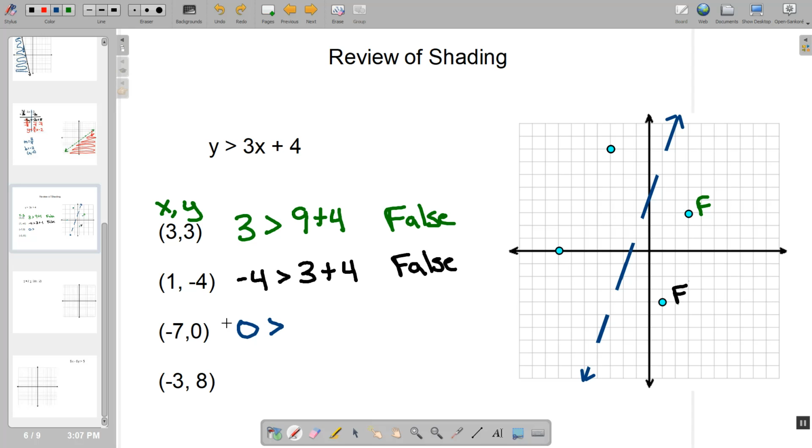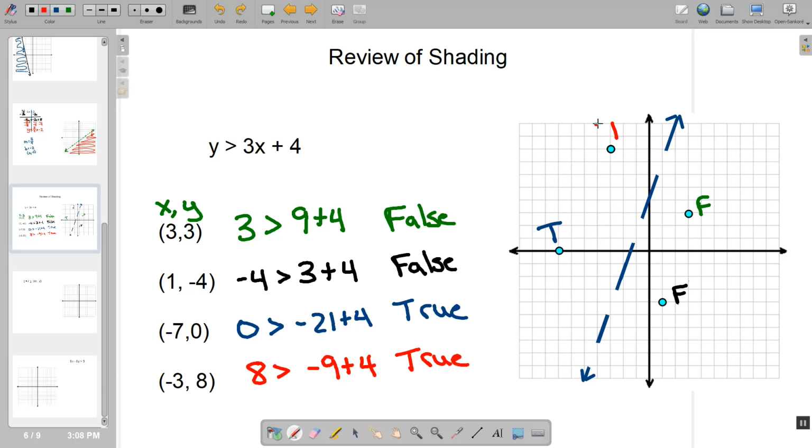I get 0 is greater than 3 times negative 7, which is negative 21, plus 4. This is negative 17. 0 is greater than that, which makes this point true, which means I do need to shade this point. And finally, we have 8 is greater than negative 9 plus 4. This is negative 5. 8 is greater than that, so this is also true, which makes this up here.